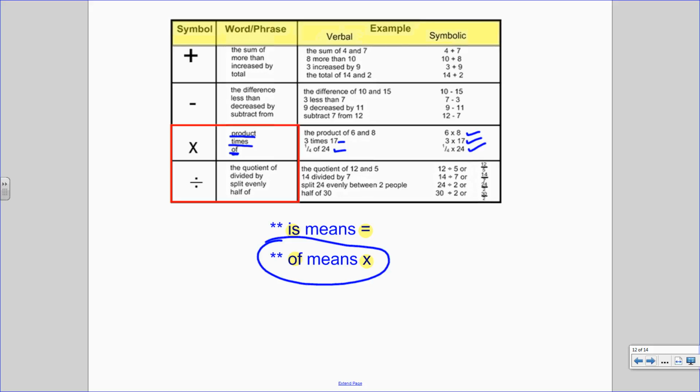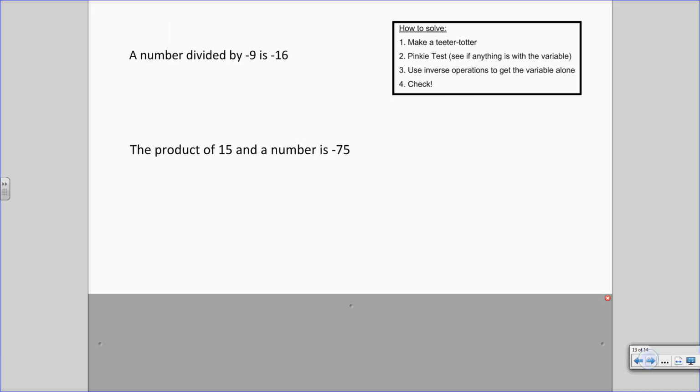There's also some keywords for division. Quotient means to divide. If it says divided by, or split evenly, or half of, these are all clues that you're dividing. So if it says the quotient of 12 and 5, you would write 12 divided by 5, or 12 over 5. If it says 14 divided by 7, you can write it 14 divided by 7, or 14 over 7. Again, 24 split by 2 people would be 24 divided by 2. Half of 30 would be 30 divided by 2. So you need to know the keywords for multiplication and for division.